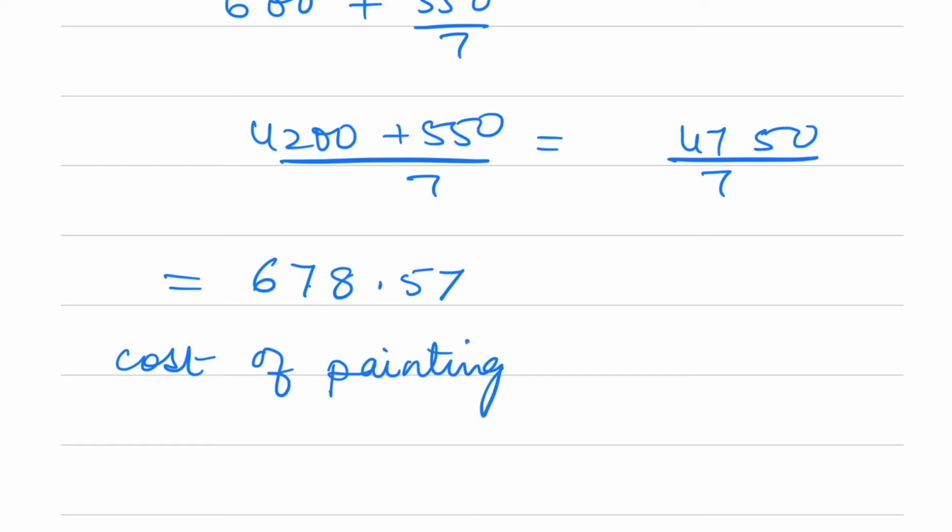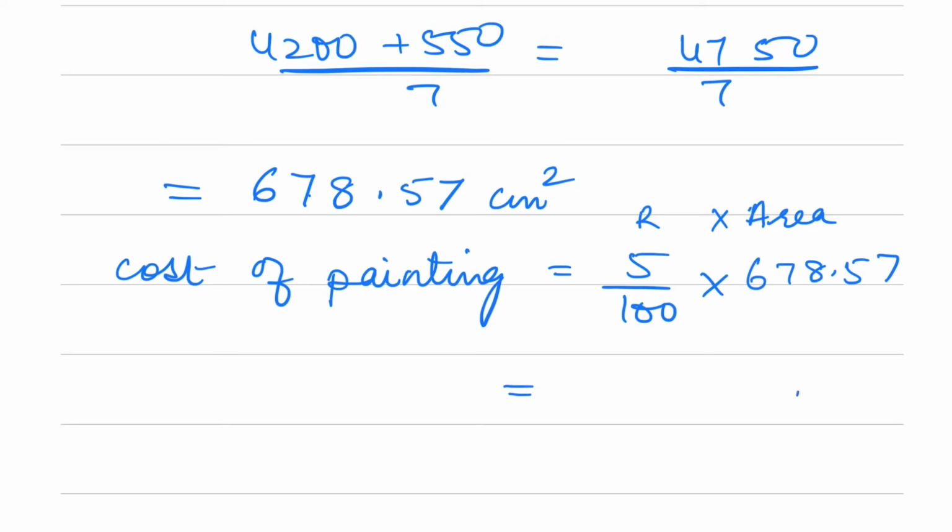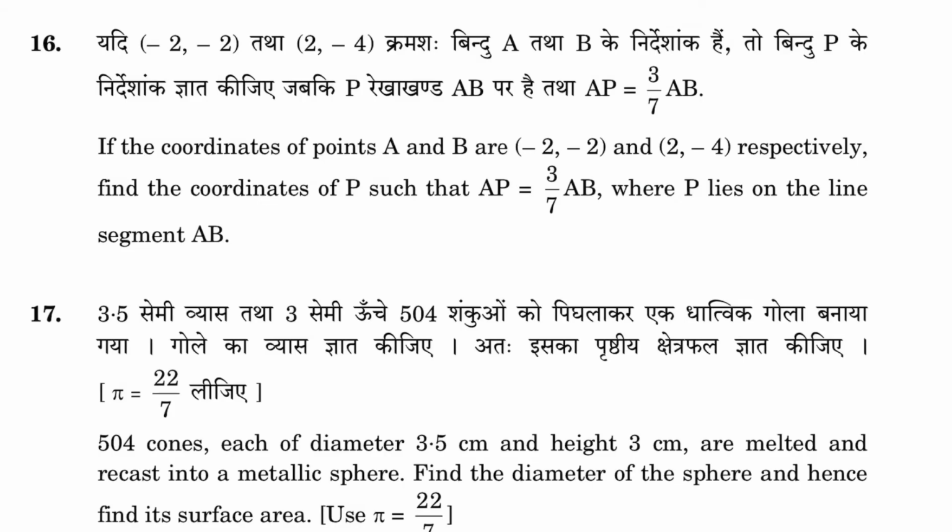This is equal to 5 rupees per 100, that's the rate, into area. So the area is 678.57. This is in centimeter squared. So we are getting 33.9285 rupees. This is the answer. 16th question.